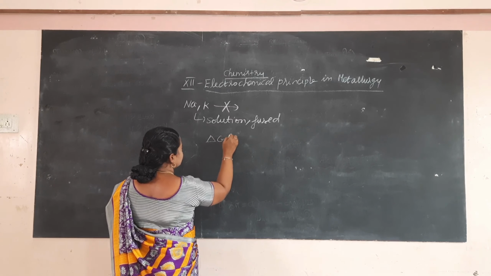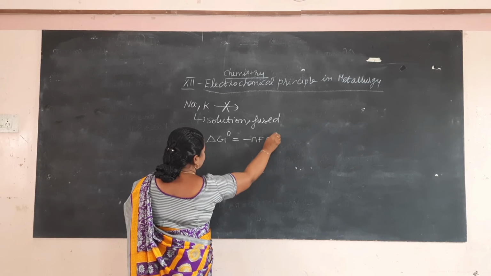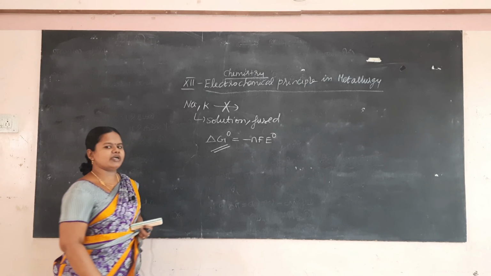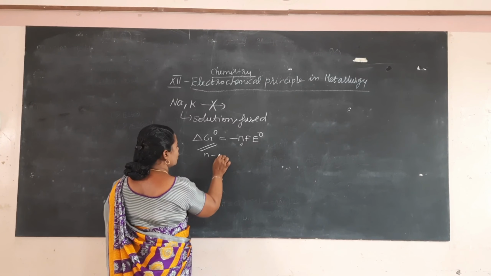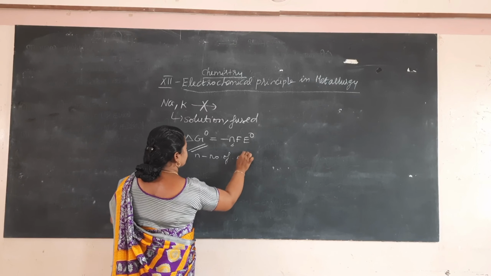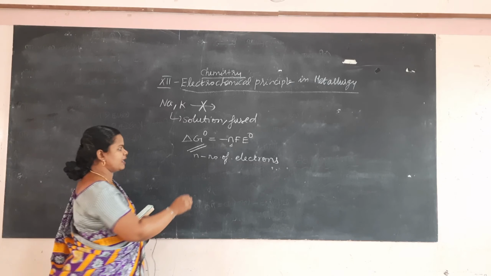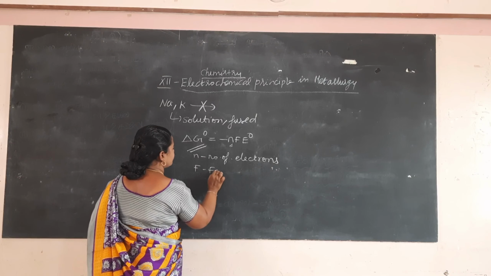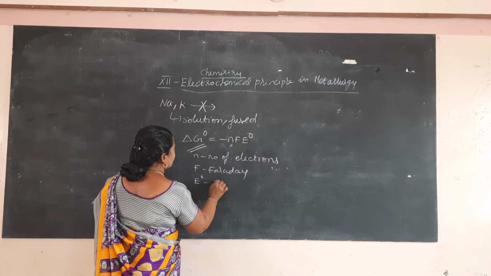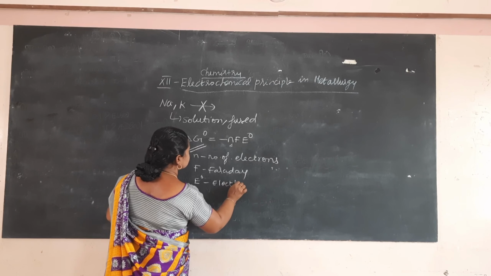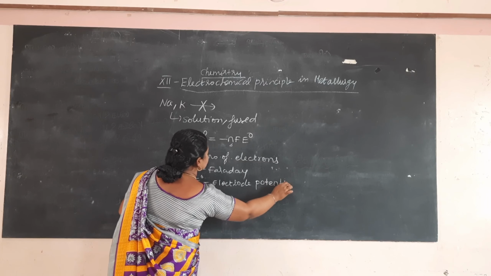For example, this can be given as delta G naught is equal to minus n F E naught, where delta G naught is the standard free energy, n is the number of electrons involved in the reduction process, F is the Faraday, and E naught is the electrode potential of the redox couple.